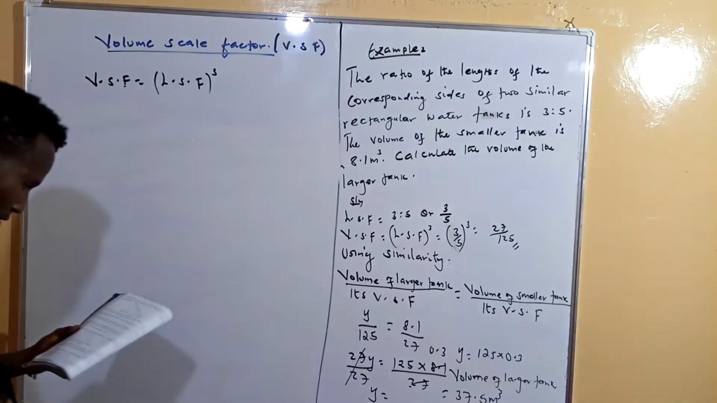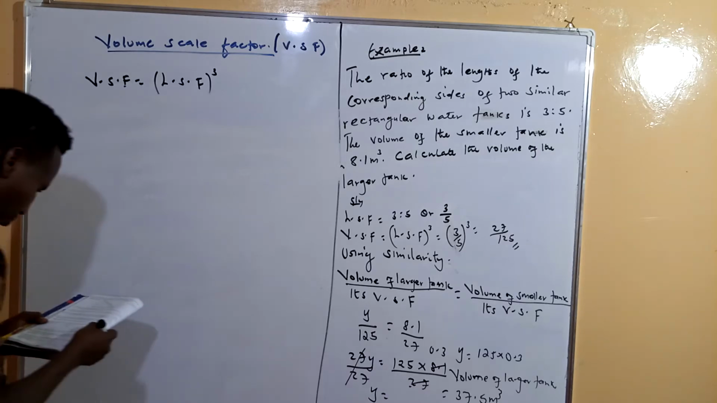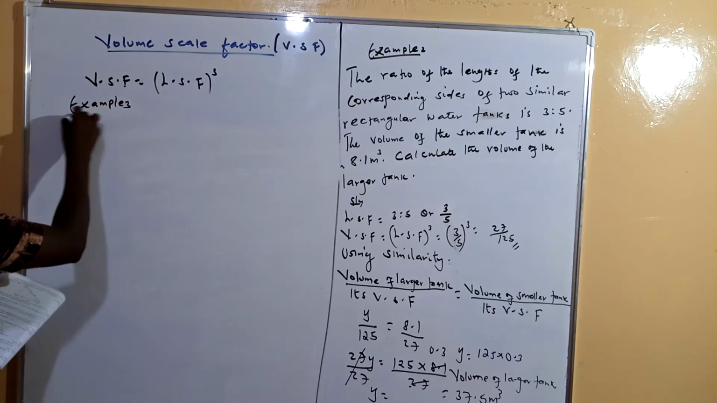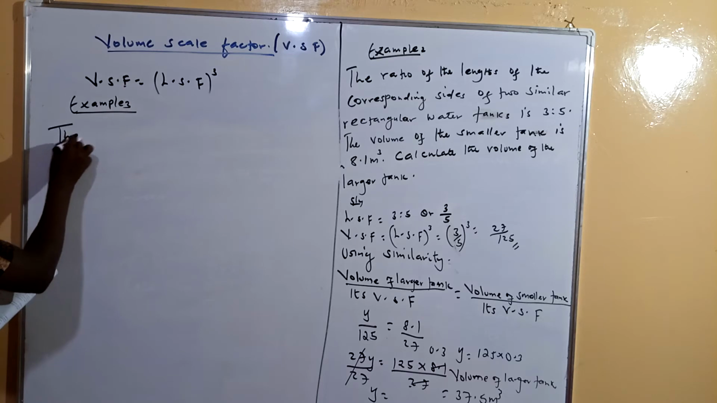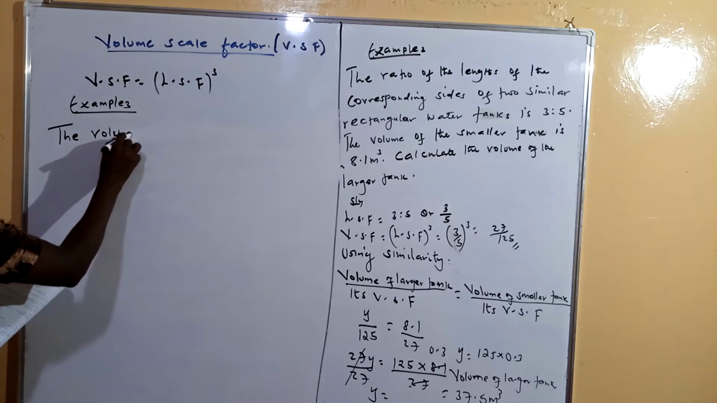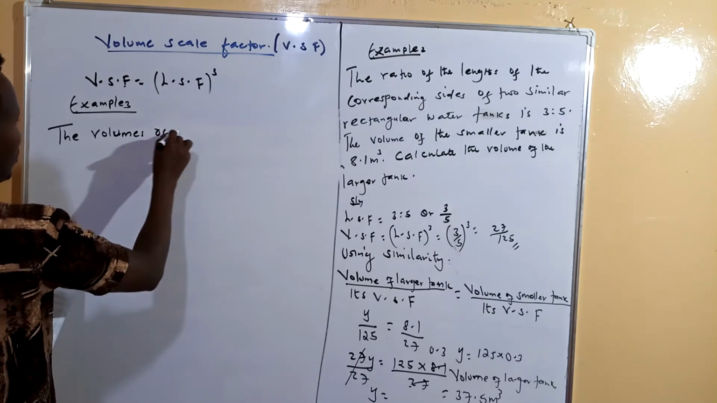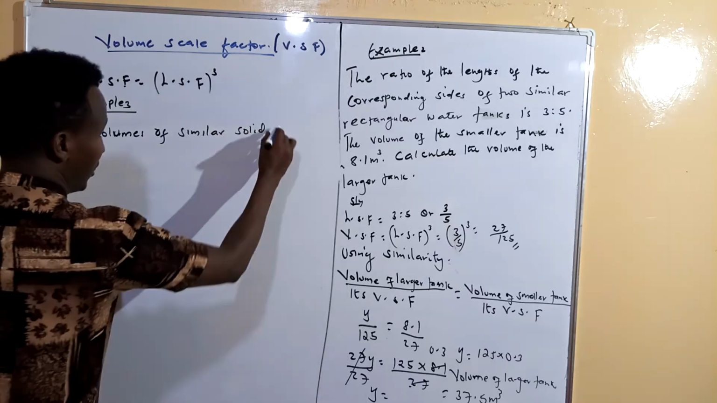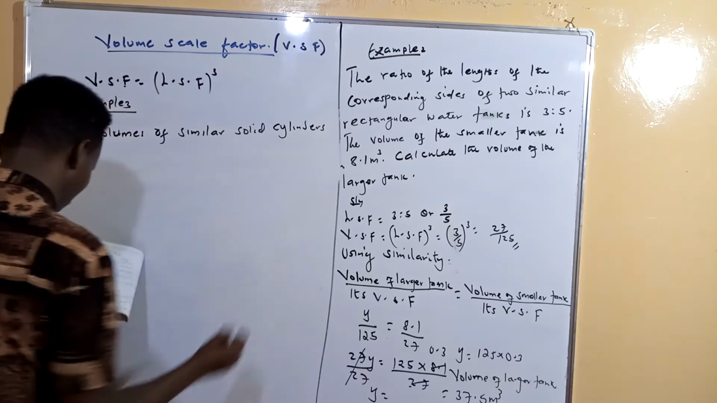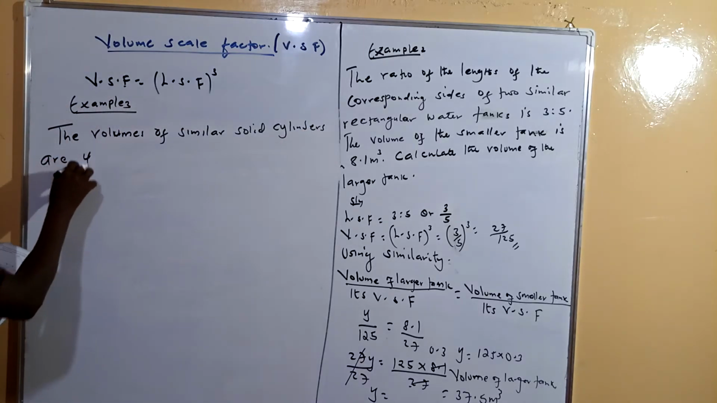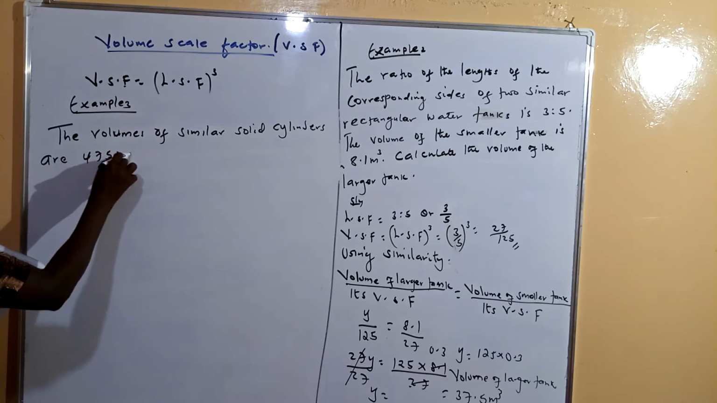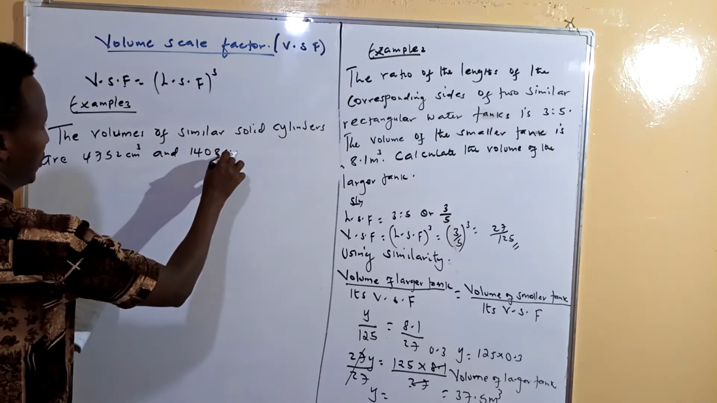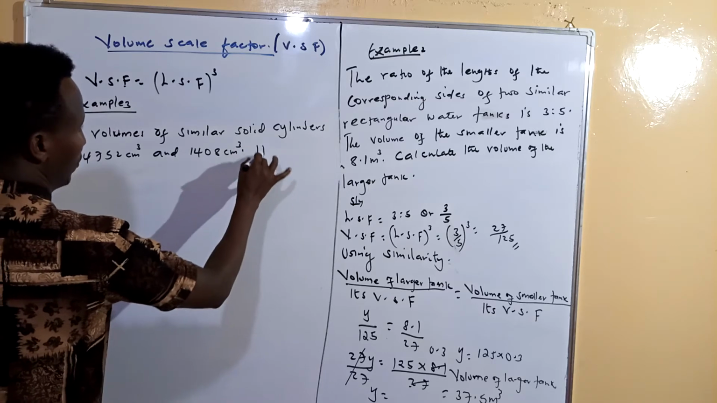Let's see this one. You're told, example 3, the volumes of two similar solid cylinders are 4752 centimeter cubic and 1408 centimeter cubic.